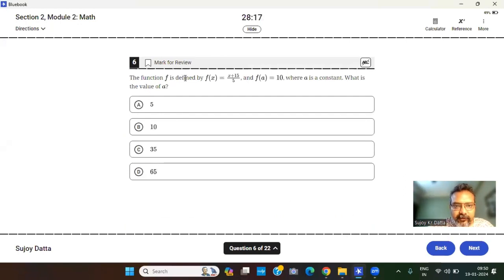Number 6, the function is defined by this. F of A is 10. So F of A would be A plus 15 over 5. And that is 10. So A plus 15 is 50. So A will be 50 minus 15. So that's 35. So option C.